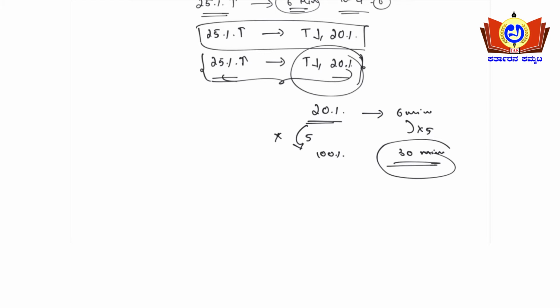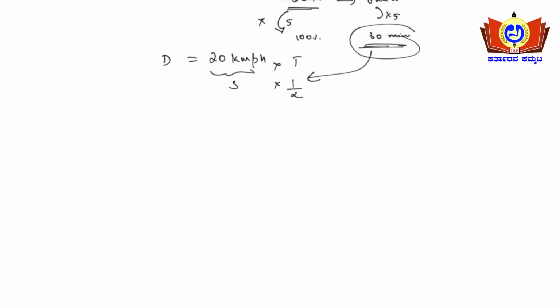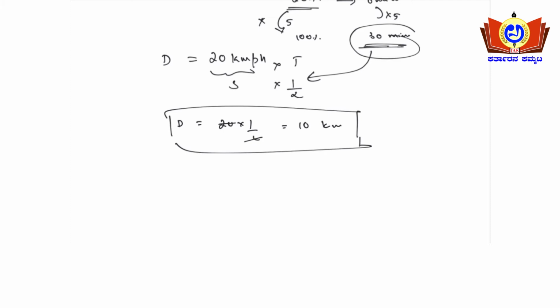Okay, when you get to know that this is 30 minutes, then the required distance is 20 kilometers per hour into 0.5 hours. Okay, 20 kilometers per hour, that is the speed here. The required distance d is equal to speed into time. What is the time we have got here? 1 by 2, that is 30 minutes converted into hours, that is 1 by 2. Okay, so 20 into 1 by 2 will be equal to 10. Distance is 10 kilometers. Both the methods I have explained here.